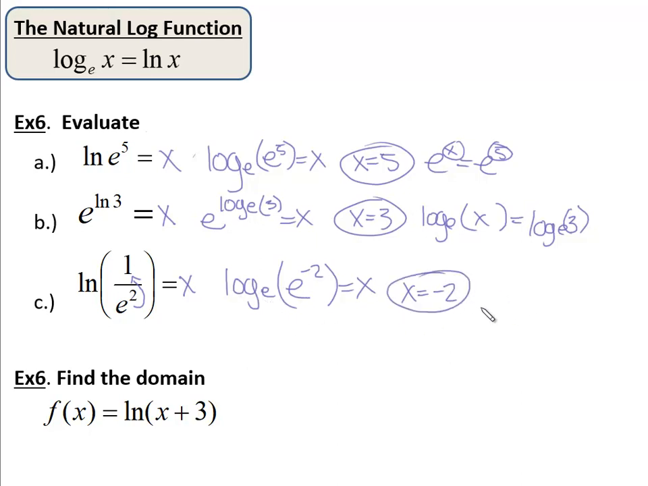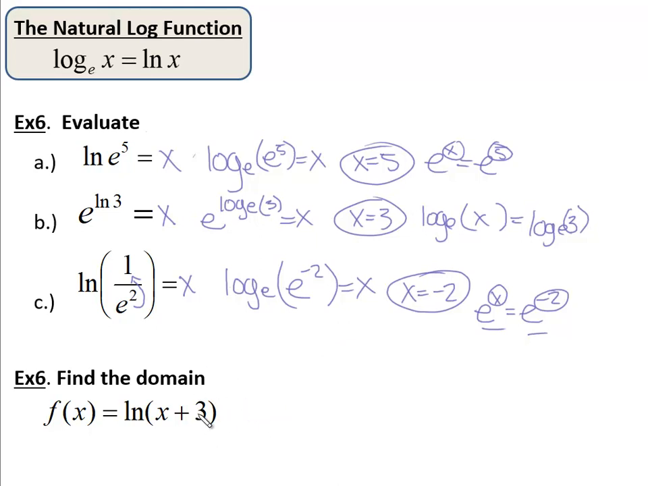Or, again in exponential form, e to the x power equals what we're taking the log of, e to the negative second. And therefore, because those bases match, x has to equal negative 2. Again, if you know and memorize that property, you'll get there much quicker. Okay, it's a nice shortcut property, so you don't have to rederive it. Very last question. I know we're getting long here.